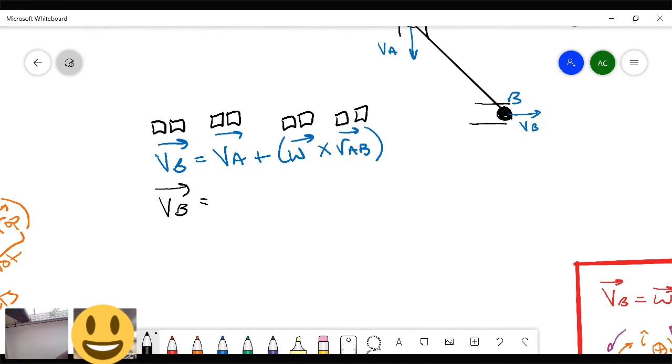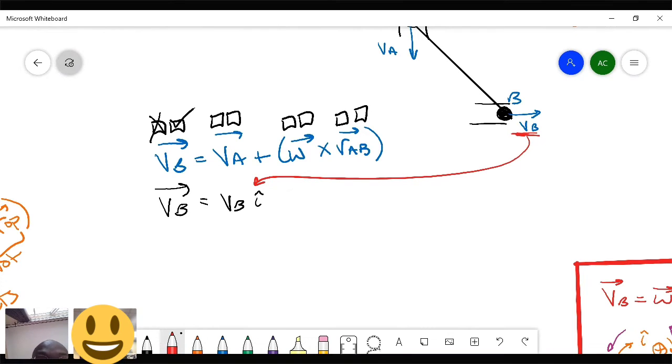No. Nope, they never told us that. We do not know the magnitude. So what we're going to do is leave it as VB. But do we know the direction that B is moving? Yes, we know the direction. We know that B is moving in the positive I direction because of this. You see that? Bam. That is the reason why we know it's in the I direction. And you need to know that.